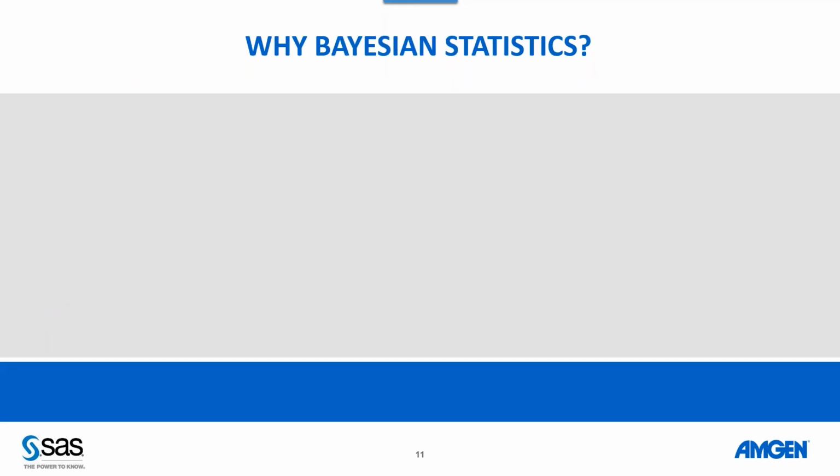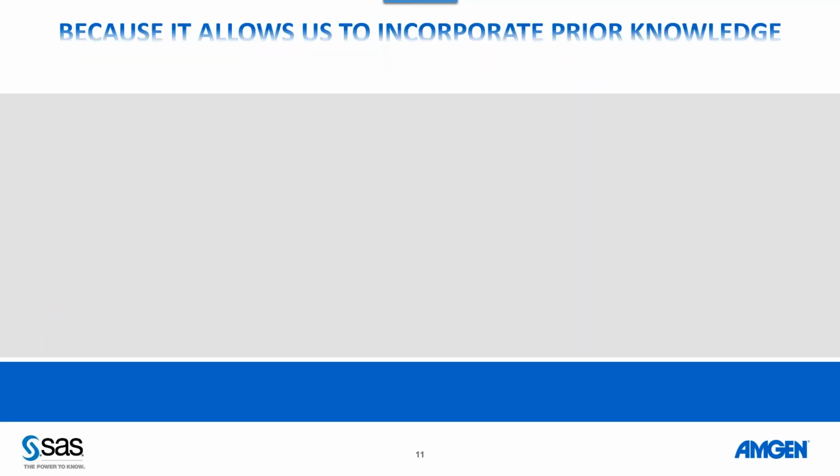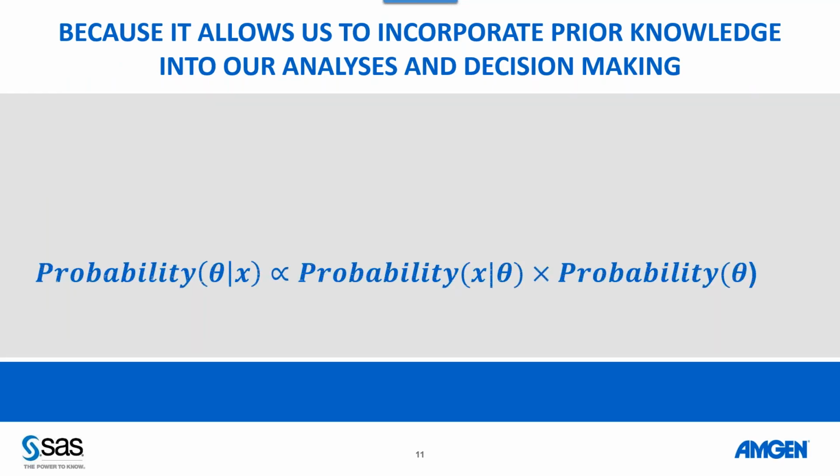Okay. So why Bayesian statistics? As we showed you before, it is because we can incorporate prior knowledge. That is the basic rule there.